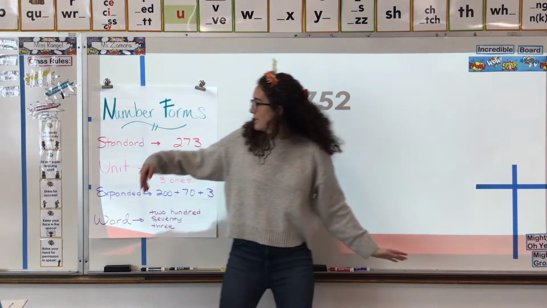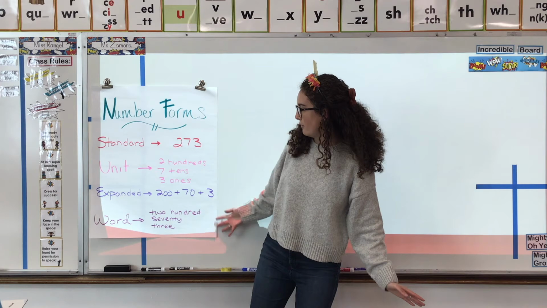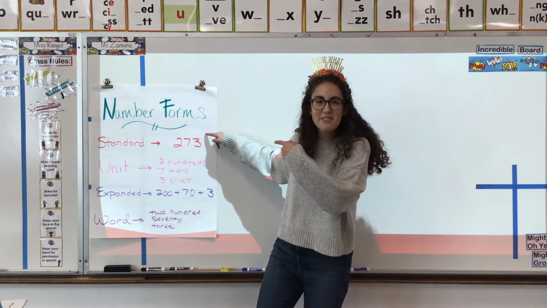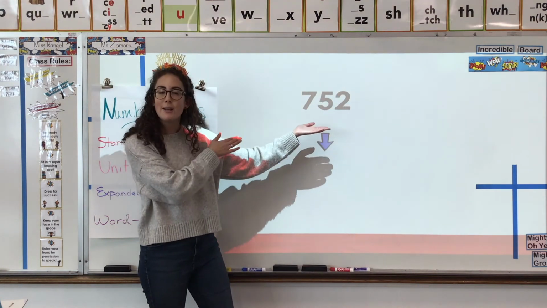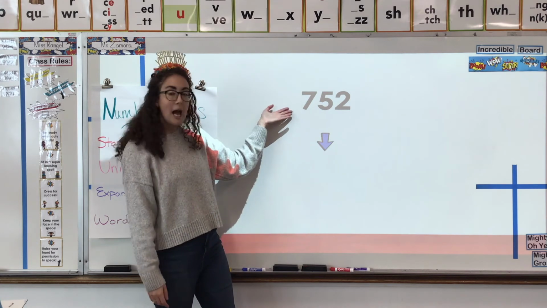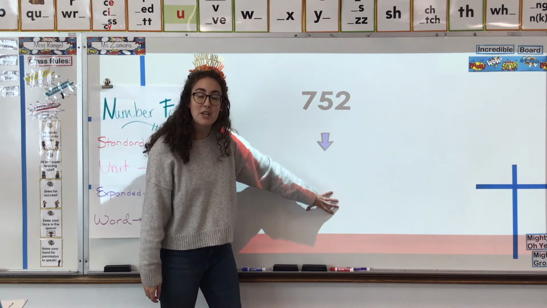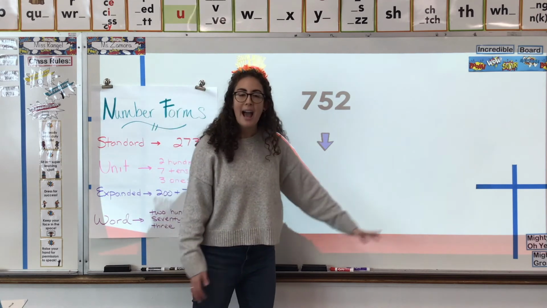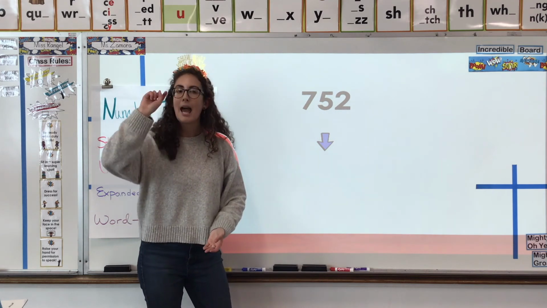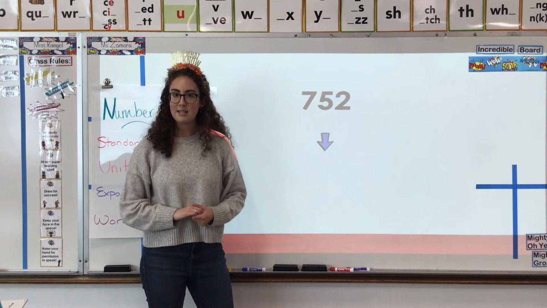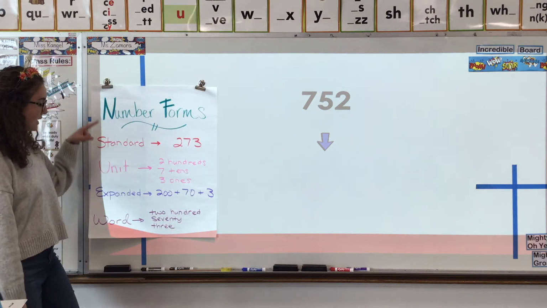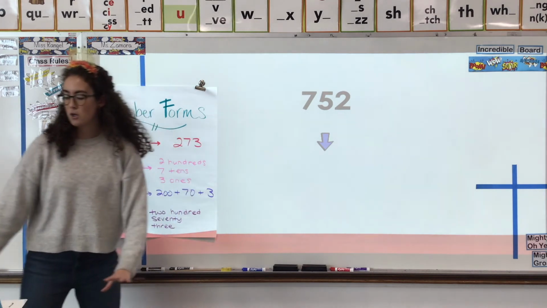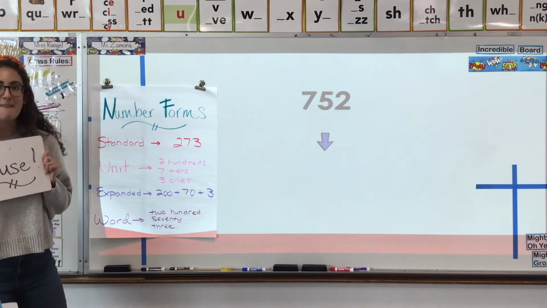752 is written in what form? What form is 752 written in? Standard form, because we wrote it in only digits. So right now, we've got standard form. Can you write this number in unit form? Can you show how many units of hundreds, tens, and ones are in this number? Okay, if you need help of the chart, go ahead, but write 752 in unit form. Here we go. Pause.